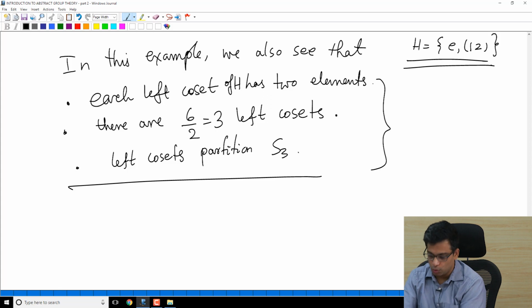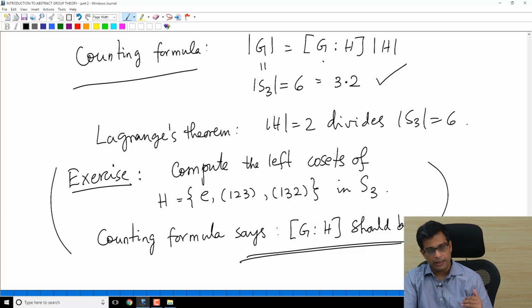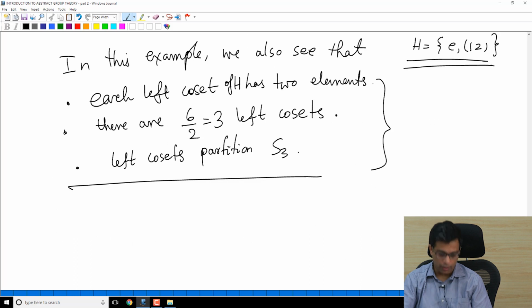And I want you to do the exercise with a different subgroup of S3, namely a subgroup of 3 elements. Here what do you expect? Each left coset should have 3 elements. There should be 2 left cosets, and again all the left cosets should partition the group. So do the exercise, compute all the left cosets, and verify that all the properties are satisfied.